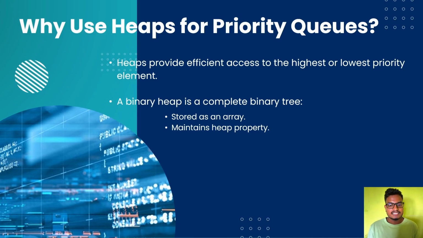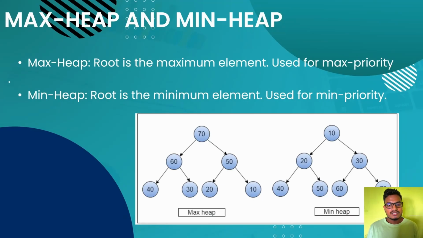Next, max heap and min heap. There are two common types of heaps used in priority queues. Max heap. The root is always the maximum element. That means when you pop from the heap, you get the largest value. This is used for max priority tasks. Min heap. The root is always the minimum element. Popping gives you the smallest value, used for min priority scenarios.